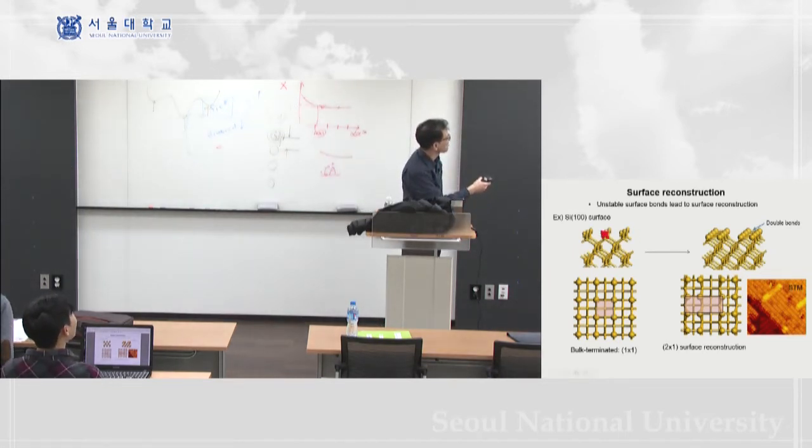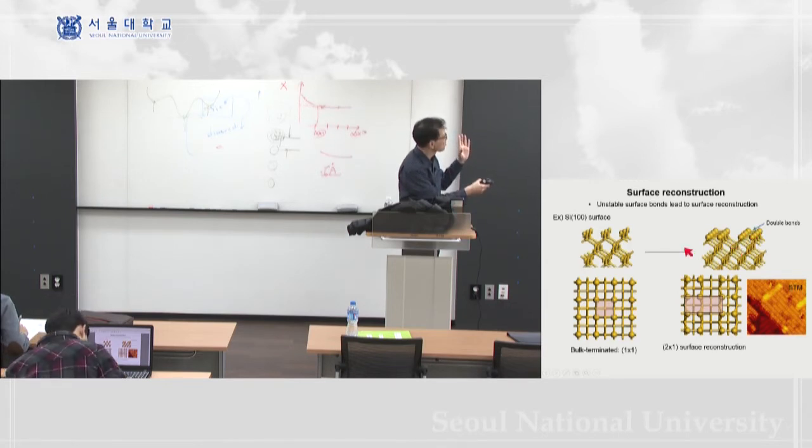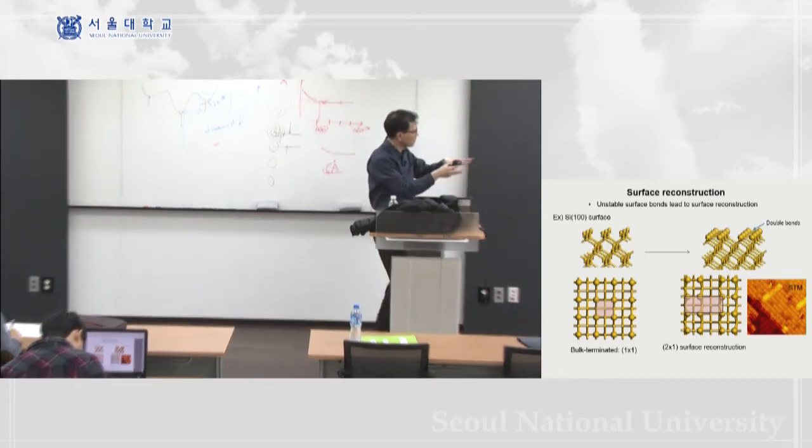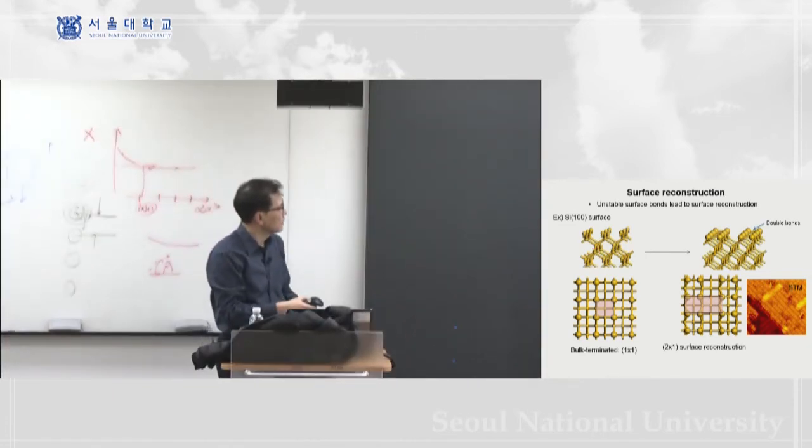These 2 atoms form a double bonding, and they make this a new configuration. So this is energetically much more stable than the bulk terminated 100 surface. This is called the surface reconstruction, right? The unstable bonding is somehow stabilized by restructuring the configuration.